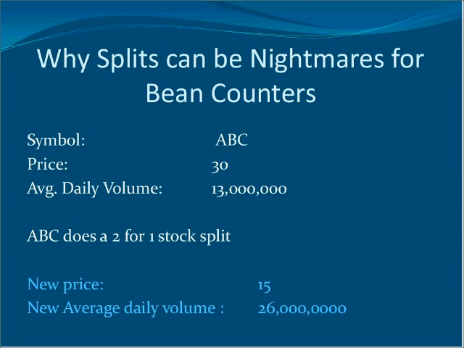Here's an example. So we have symbol ABC. Price is trading for $30 a share. It trades an average daily volume of 13 million shares. Well, ABC now does a 2-for-1 stock split, and now it trades for $15. The number of shares are going to go up to 26 million. So if we're going back and looking at historical data, it's really important that we know how that's being accounted for. Unfortunately, from using a lot of the free sites out there, I've seen that there are real discrepancies in how this data gets treated. Sometimes it is adjusted for, and other times it's not. And when it's not, it could suddenly appear that there's a huge surge in the amount of volume.